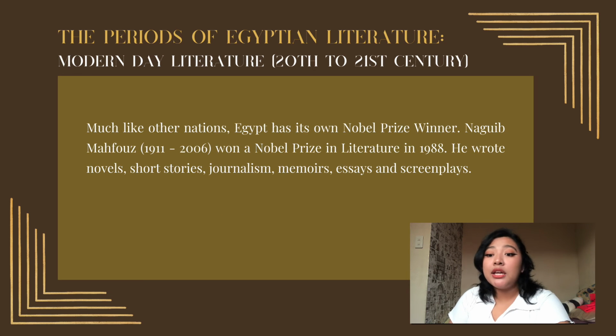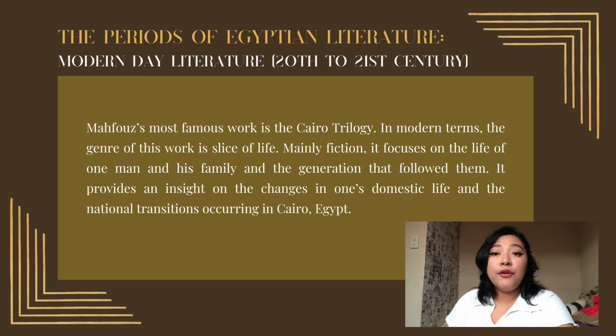Much like other nations, Egypt has its own Nobel Prize winner. Naguib Mahfouz won a Nobel Prize in Literature in 1988. He wrote novels, short stories, journalist articles, memoir, essays, and screenplays. Mahfouz's most famous work is the Cairo Trilogy.